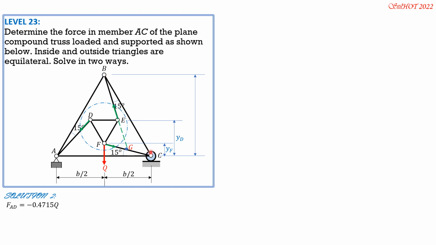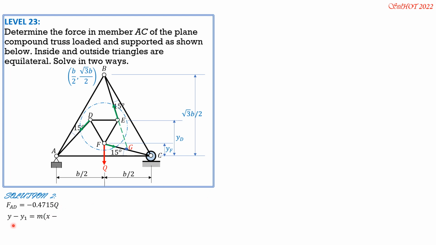Because this is B, equilateral triangle, so B sine of 60 is square root of 3B over 2. Therefore, the coordinates of point B would be B over 2, half of this one, because this is the origin, and square root of 3, B over 2.